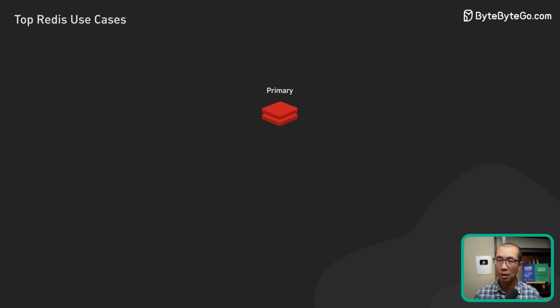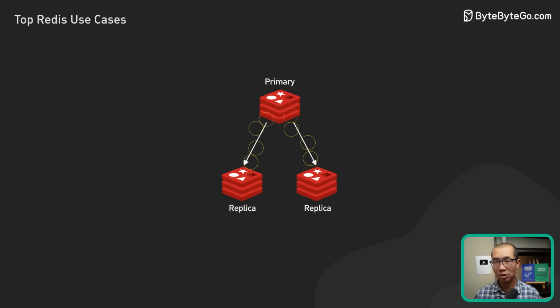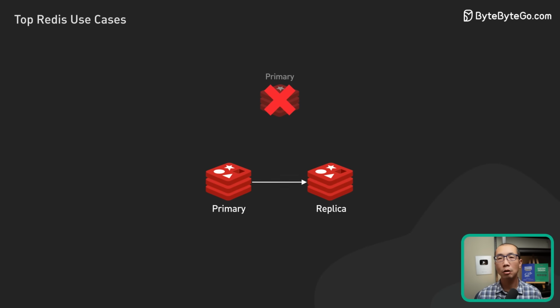In production, replication is usually used instead. In this case, data is replicated to a backup instance. In the event of a crash of the main instance, the backup instance is quickly promoted to take over the traffic.